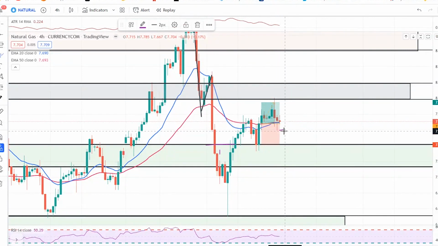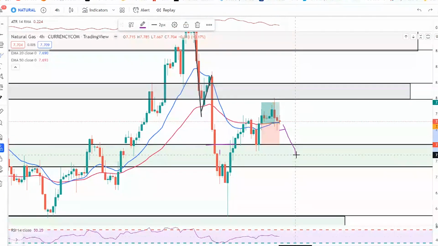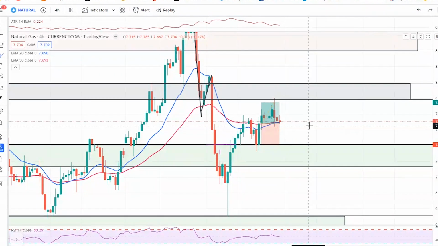And if we have a break and close below with two candles closed, then I will look for long trades again from this zone. These are the conditions for you guys. If you're confused, please rewatch this video, and if you're still confused, you can always send me a message on Instagram. I will get back to you ASAP.